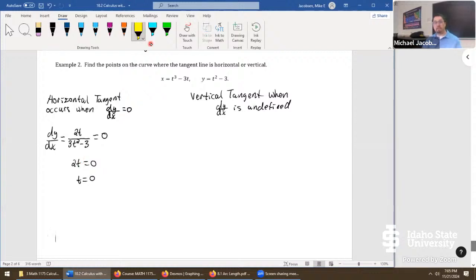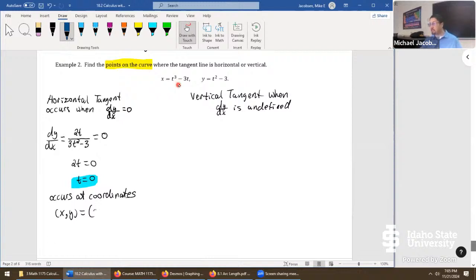But this is a trickier problem than it looks like, because we're dealing with a whole new geometric object, a parametric curve. It doesn't want the parameter value. It asks specifically for points on the curve. We use the parameter value here just to find those points. So this occurs at coordinates x, y equals, and I think color coding can connect the dots a little bit better. Plug 0 into this equation for x. So now it's 0 cubed minus 3 times 0.